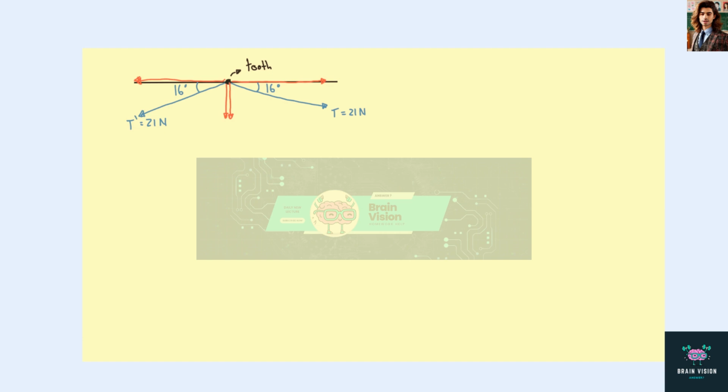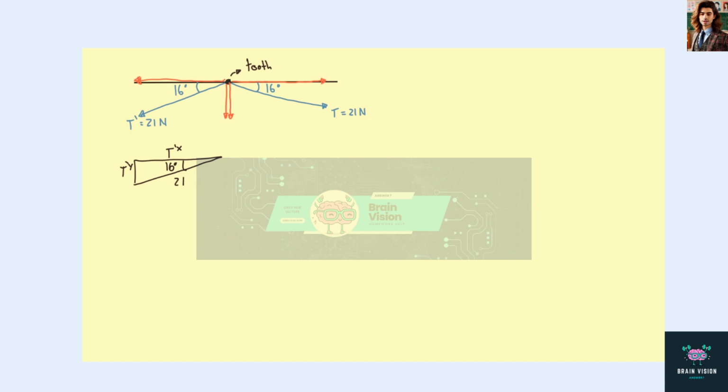To calculate the magnitude of those components, we can use a right triangle, like that one. So here is 21 newtons, here is the x component of T prime, and here is the y component of T prime. And here is an angle of 16 degrees.